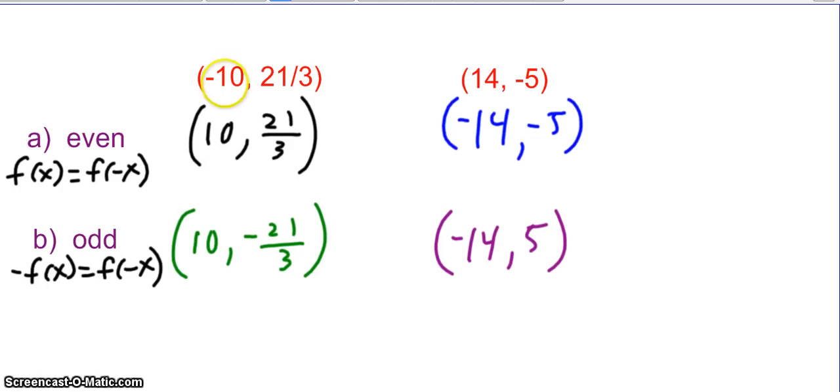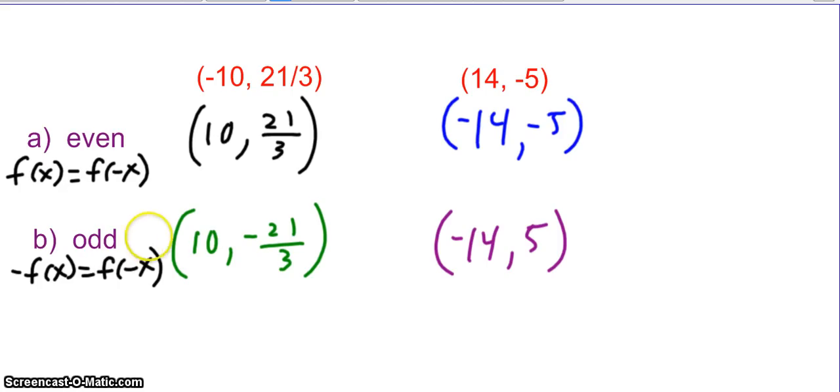Okay, so if we have some function that has the point -10, 21/3, and that function is even, then the point 10, 21/3 also has to be on the function. If we have some function that's odd, then the point 10, -21/3 has to be on the function. If we have some function that is even and contains the point 14, -5, then the point -14, -5 has to be on the function.